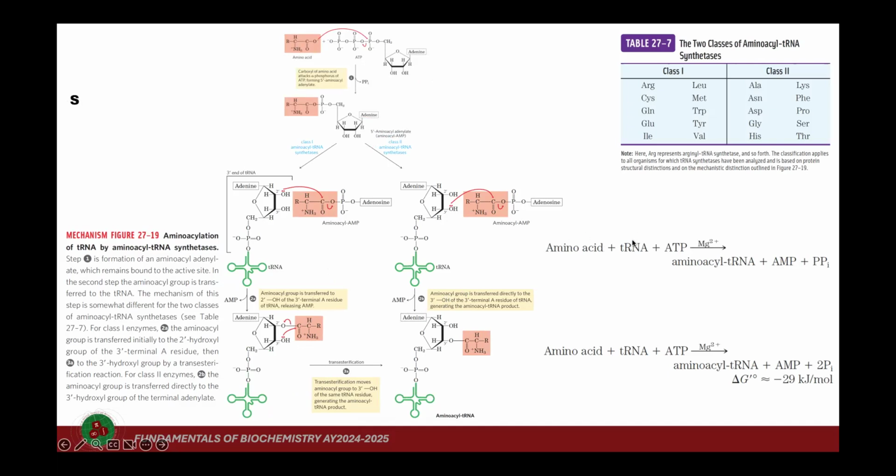So this is the overall reaction. Amino acid plus tRNA plus ATP, in the presence of magnesium, you get your aminoacyl-tRNA and you release your AMP and the pyrophosphate. Energetically, this is very exothermic. It releases around 29 kilojoules per mole of energy, and that is why the reaction is driven forward.